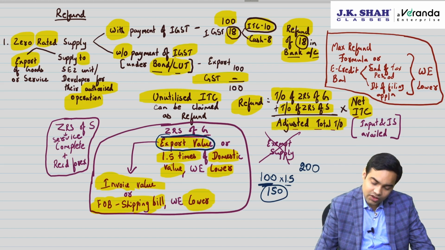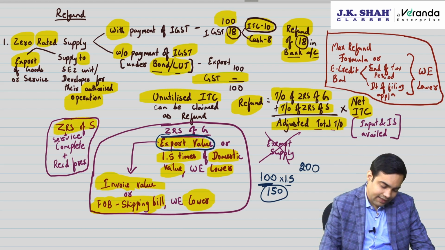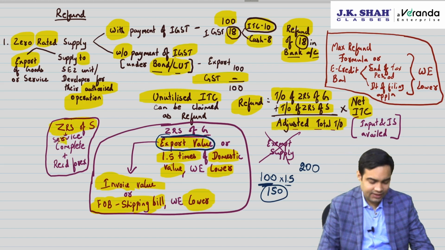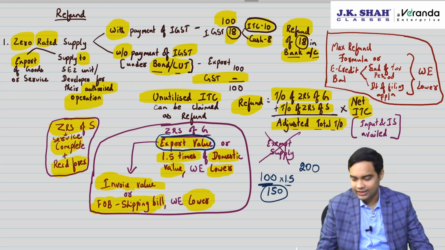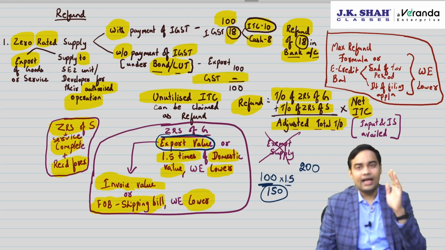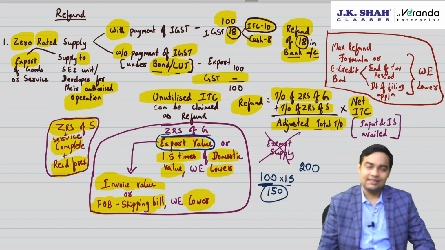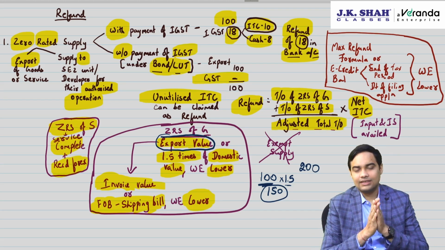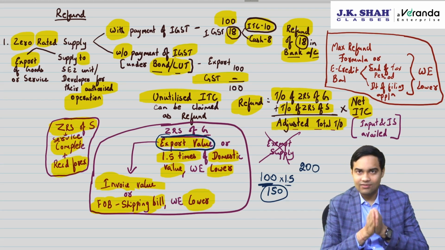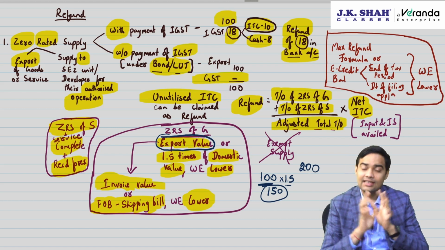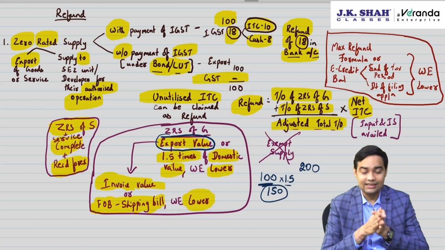What about turnover of ZRS of services? Turnover of ZRS of services is when two conditions are satisfied. One, the service is complete, plus you have also received foreign currency. Until and unless both the things have happened, it will not be regarded as ZRS of services for a particular period. I'll give you an example. Say suppose payment I have received this year, but service I am going to provide next year. Then that will qualify to be ZRS in next year.